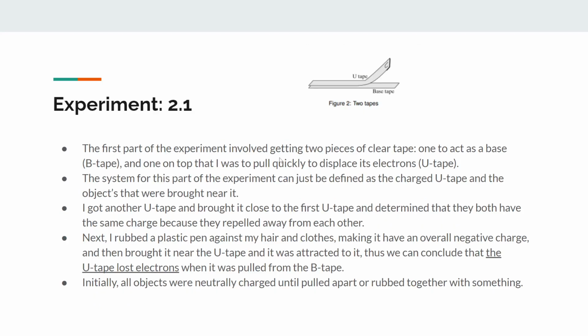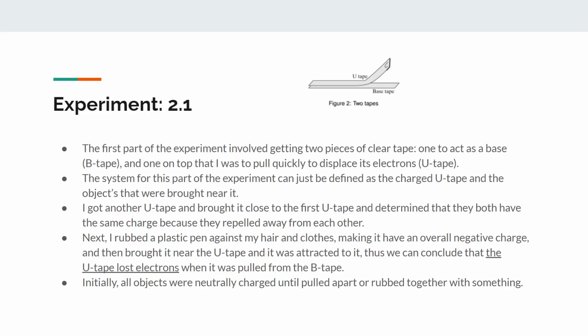from a surface. The first part of the experiment involved getting two pieces of clear tape, one to act as a base, which is the B tape, and one on top that I was to pull quickly to displace its electrons, the U tape. The system for this part of the experiment can just be defined as the charged U tape and the objects that were brought near it.